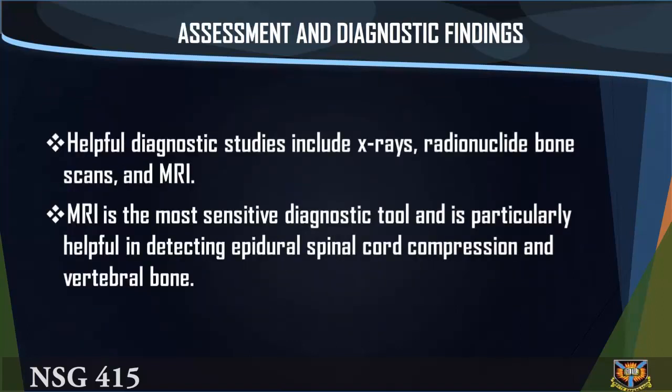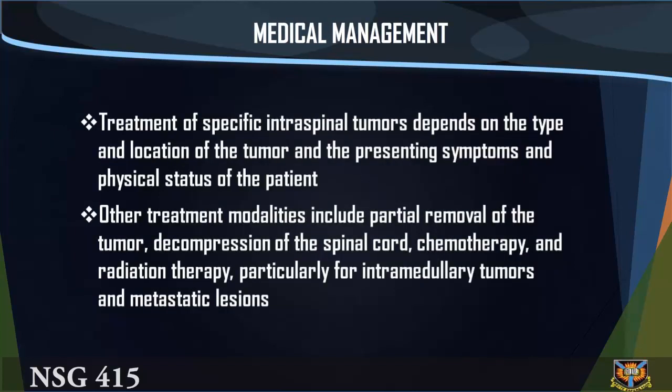Assessment and diagnostic findings. Neurologic examination and diagnostic studies are used to make the diagnosis. Neurologic examination includes assessment of pain, loss of reflexes, loss of sensation or motor function, and the presence of weakness and paralysis. Helpful diagnostic studies include X-rays, radionuclide bone scans, and MRI. MRI is the most sensitive diagnostic tool and is particularly helpful in detecting epidural spinal cord compression and vertebral bone involvement.